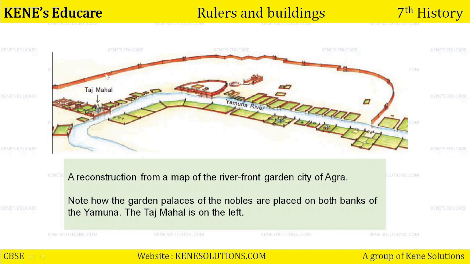The Taj Mahal is on the left hand side, and garden palaces of the nobles are placed on both banks of the river Yamuna. Over here also the gardens are here, and over this side of the river gardens are also here. So this is known as the riverfront region for the scenic view of the city.